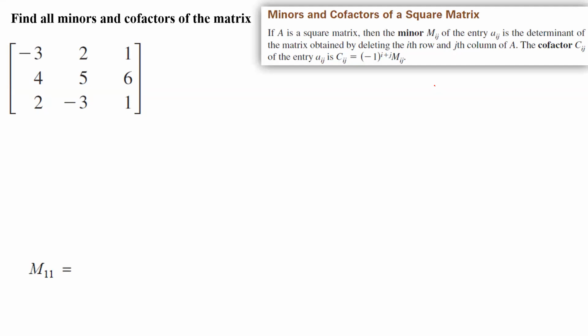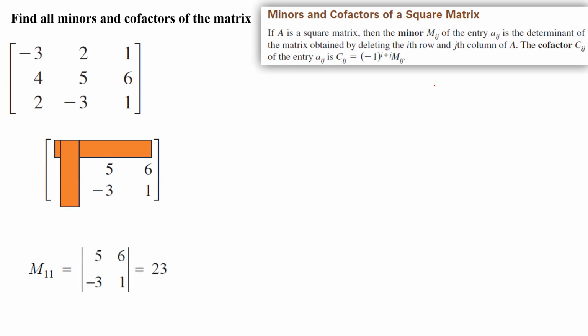What is M sub 1 and 1? What's the minor for the first row and first column? So this is the matrix. Since it's the first row and first column, you have to delete the first row and the first column. You're left with a 2x2 matrix. The determinant of this 2x2 matrix, as you remember, is 5 times 1 minus 6 times -3. So it is 23. We found the minor for the first row and first column.